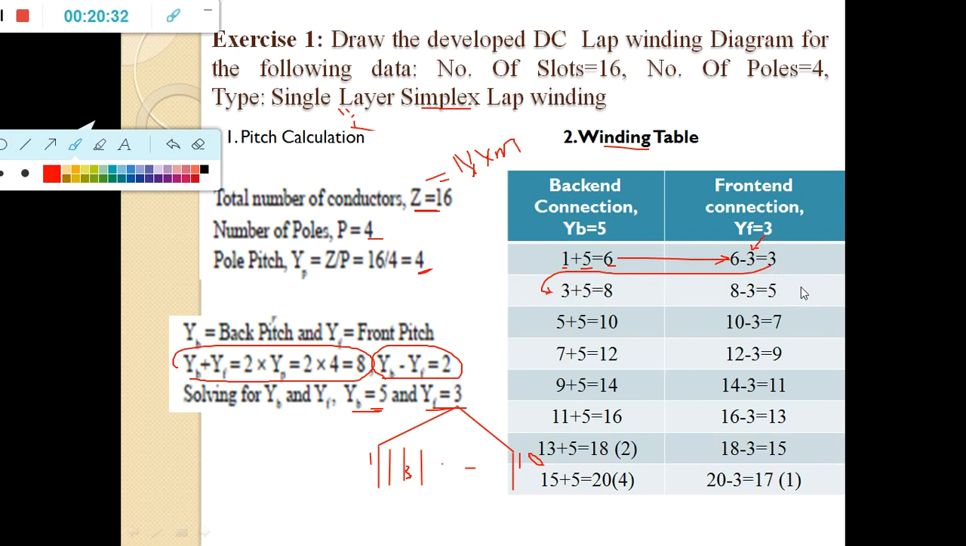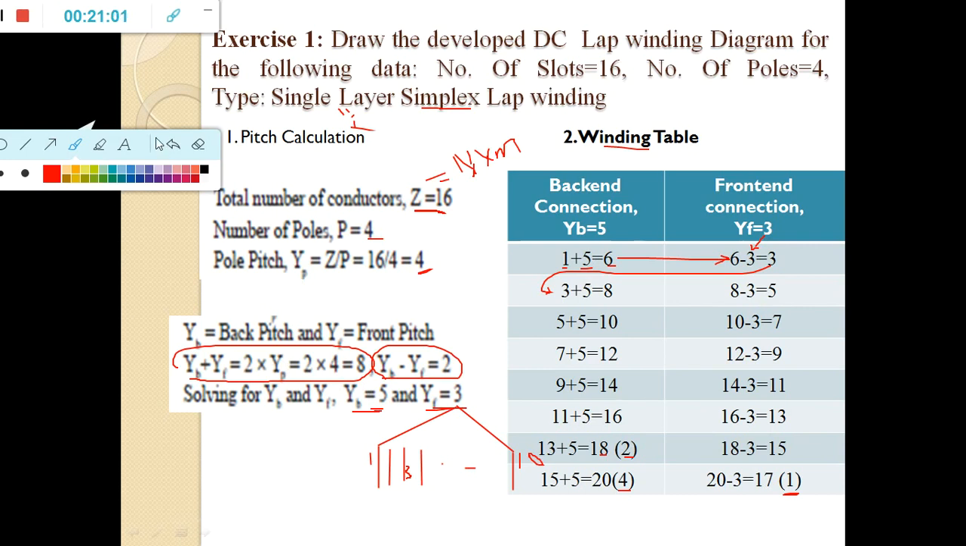So in this case the total number of conductors is 16, but here I got 18. So 18 minus 16 is equal to 2, and 20 minus 16 is equal to 4. So here I got 1, that's why I stopped writing the winding table. Clear? This is how you can calculate all the pitches: pole pitch, commutator pitch, back pitch, and then front pitch, and this is the winding table.